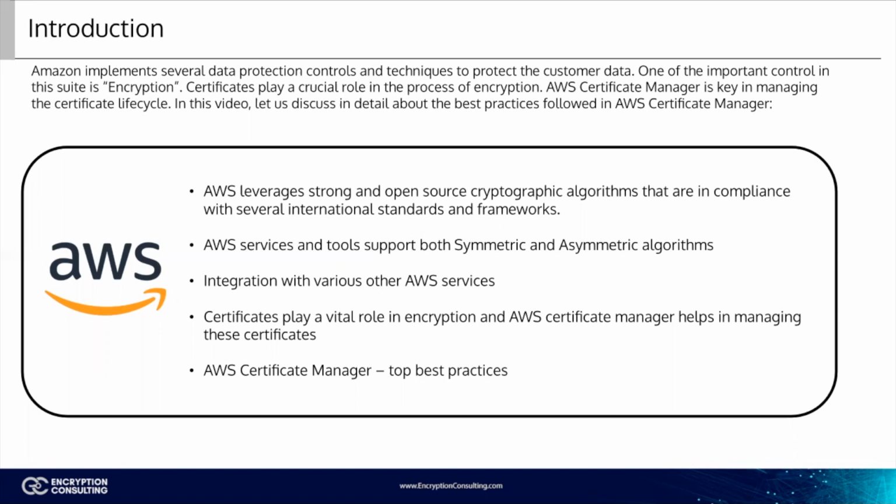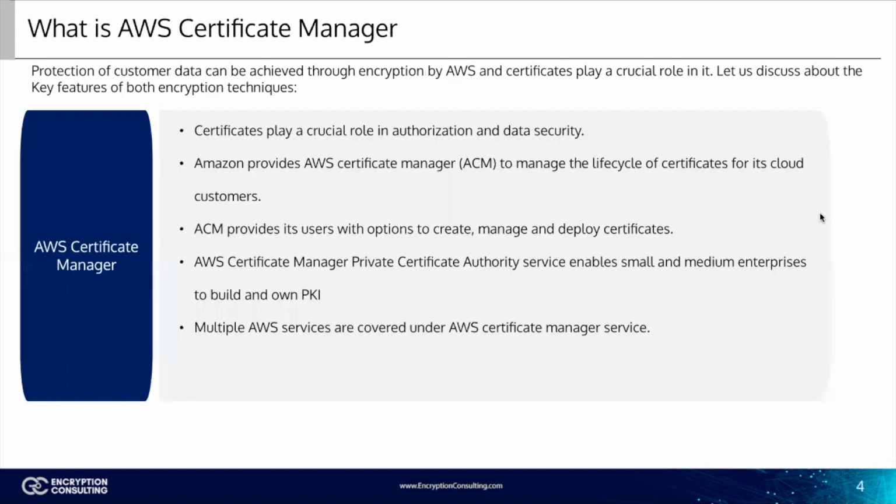So what is AWS Certificate Manager? ACM is Amazon's certificate manager, and it's offered as a service for its cloud customers. ACM provides its users with options to create, manage, and deploy certificates, both public and private. AWS Certificate Manager Private Certificate Authority Service enables small and medium enterprises to build and own public key infrastructure, PKI, within AWS Cloud Platform. AWS services such as Elastic Load Balancers, Amazon CloudFront distributions, Elastic Beanstalk, and AWS API Gateway are equipped to use AWS Certificate Manager service.